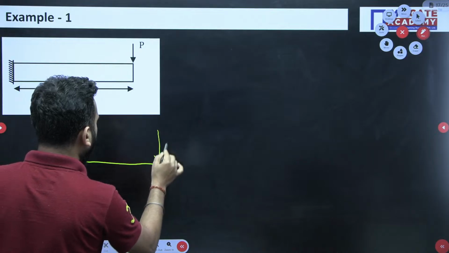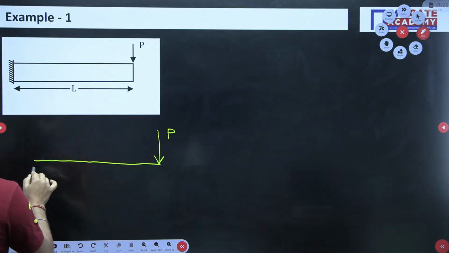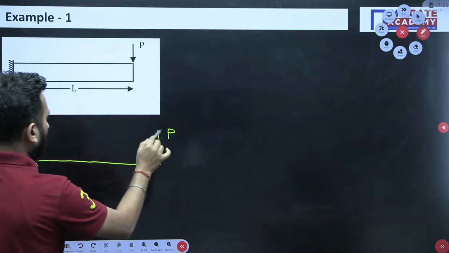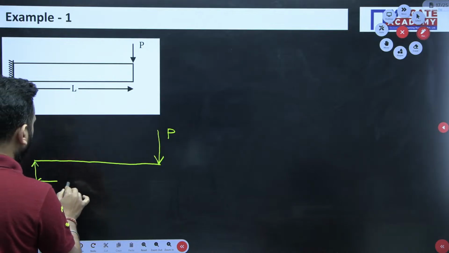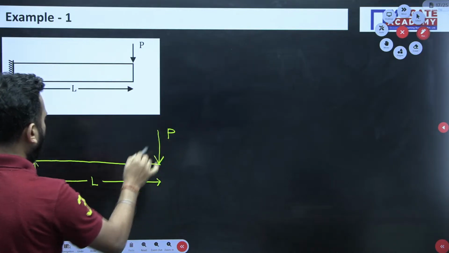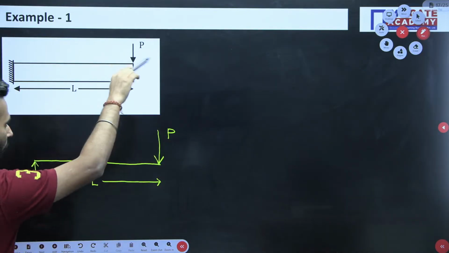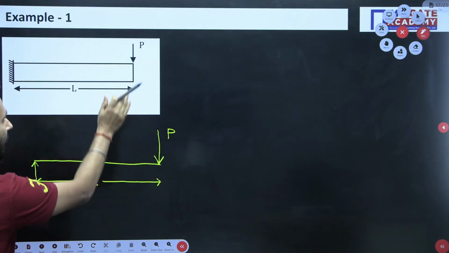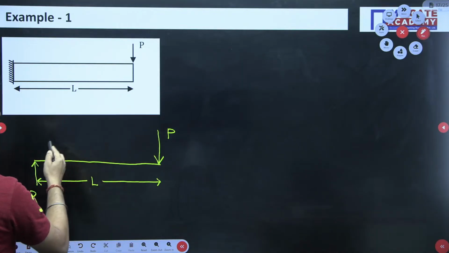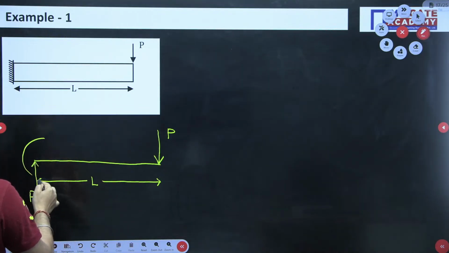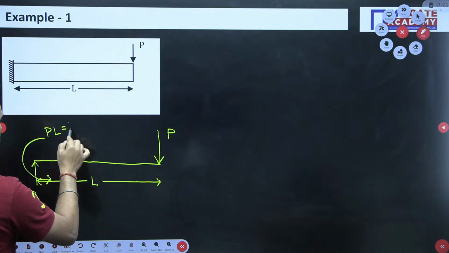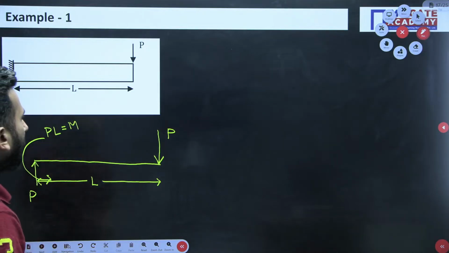So this was P, and if you remove the support, here it will be P, and this was the distance L. The moment due to this force comes at the fixed end, so this force was trying to bend the beam in the clockwise sense. To resist it, the internal moment will develop over here in the anti-clockwise sense, and its value will be P into L, that is equal to the moment. So this was the FBD of this beam.